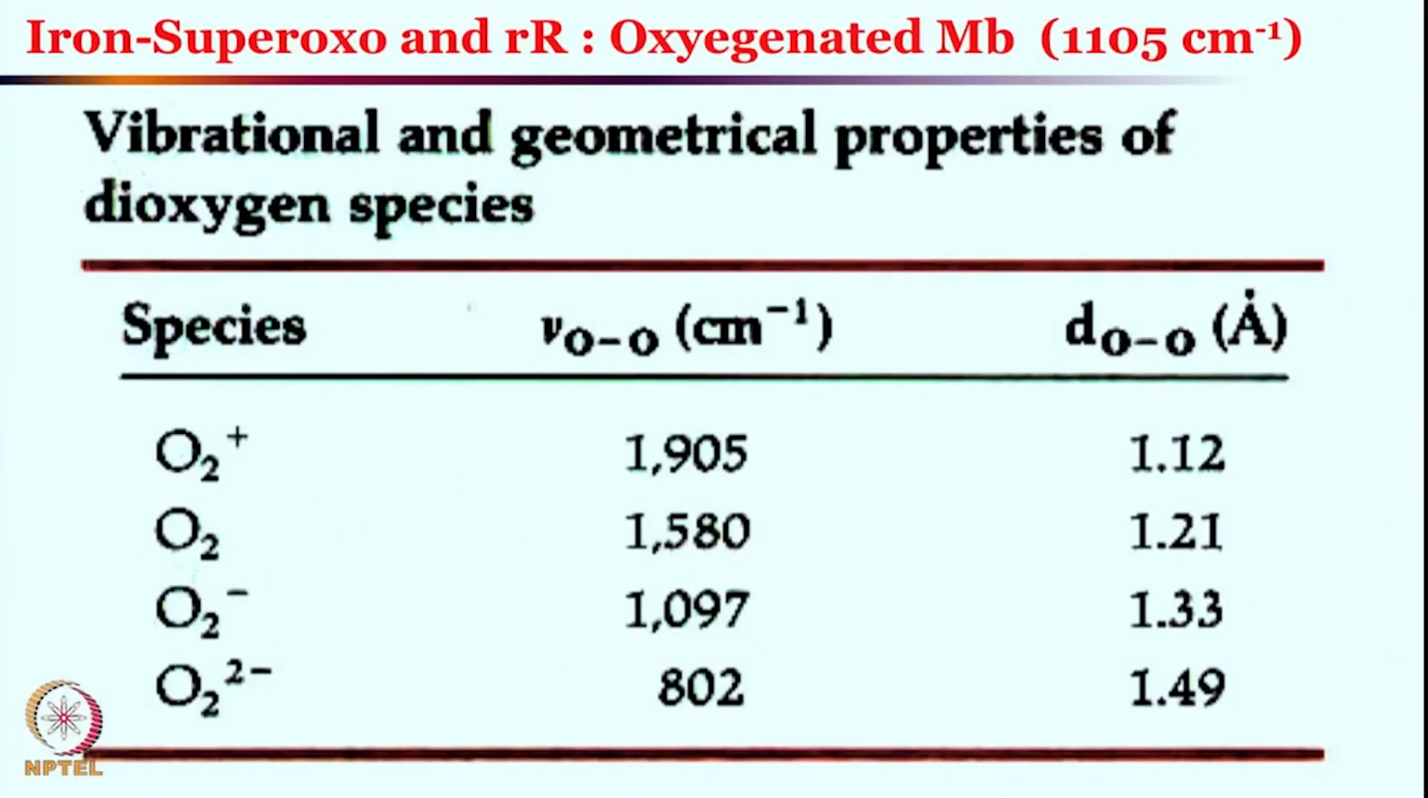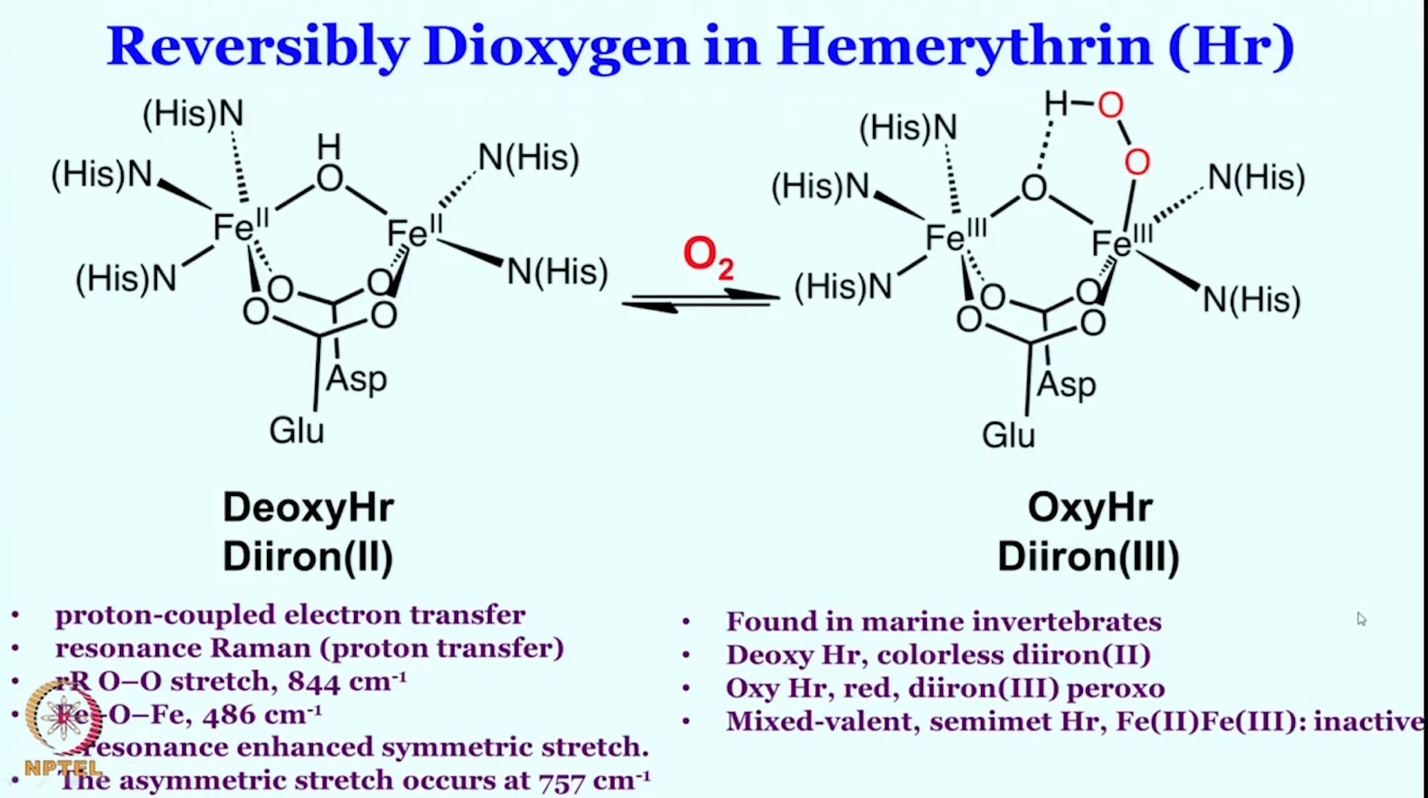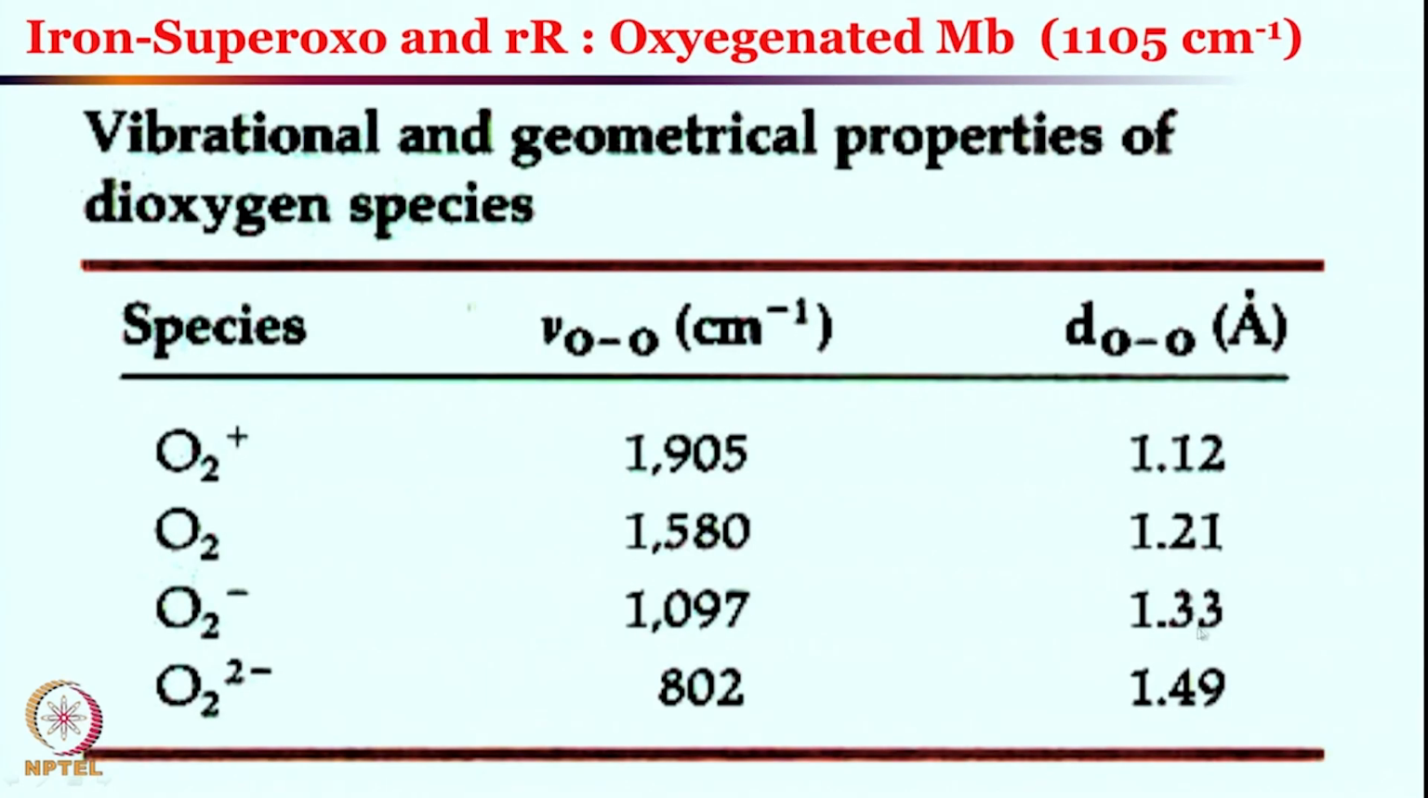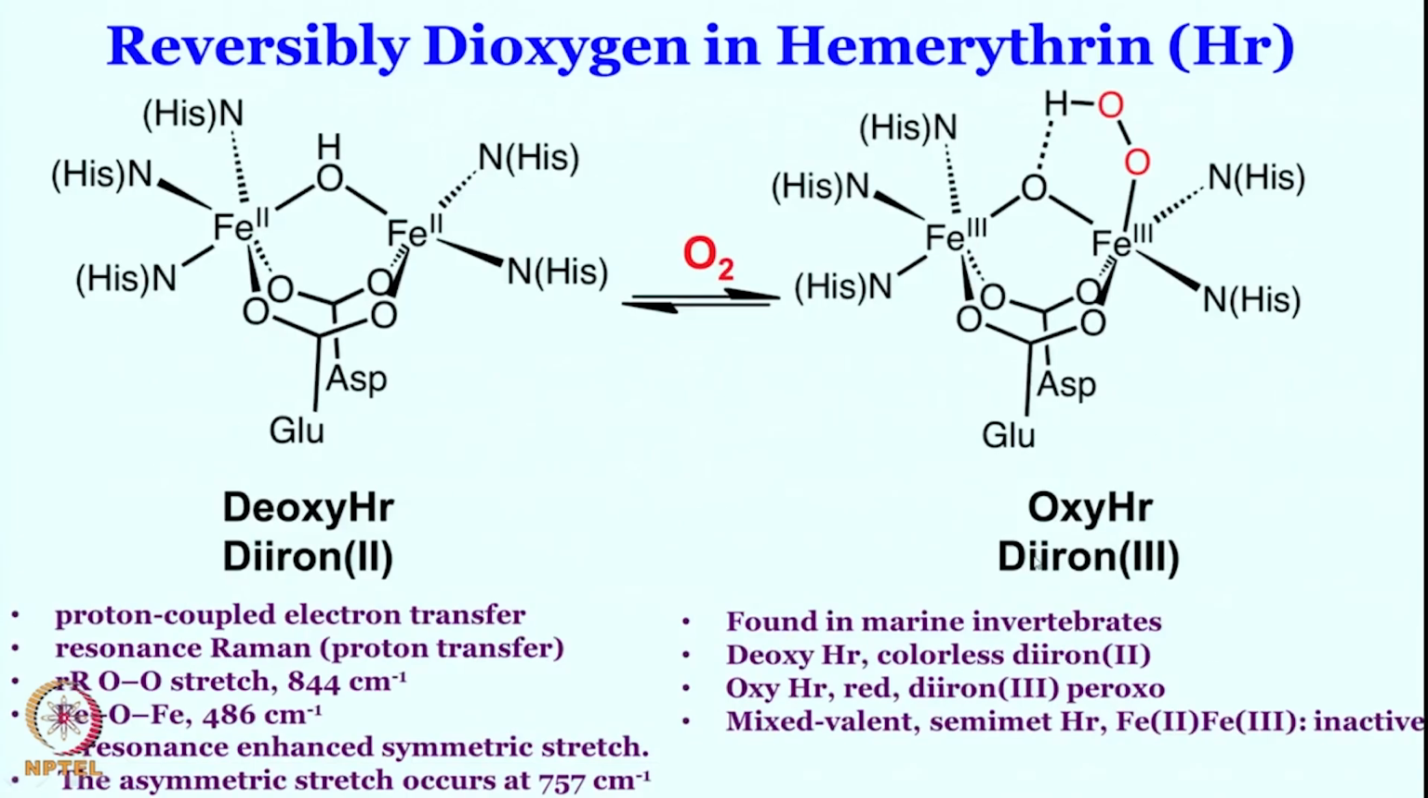Let us look at another enzyme, that is hemerythrin. Before that, just to mention once again, this is 1105 wave number for oxygenated myoglobin. This is matching quite well for the superoxo species. Okay. If you have a crystal structure, that can also give the oxygen stretch in this region, which is quite exciting in any case. Okay. Let us look at hemerythrin. As you have seen, hemerythrin is a di-iron center. Okay. These are non-heme centers.